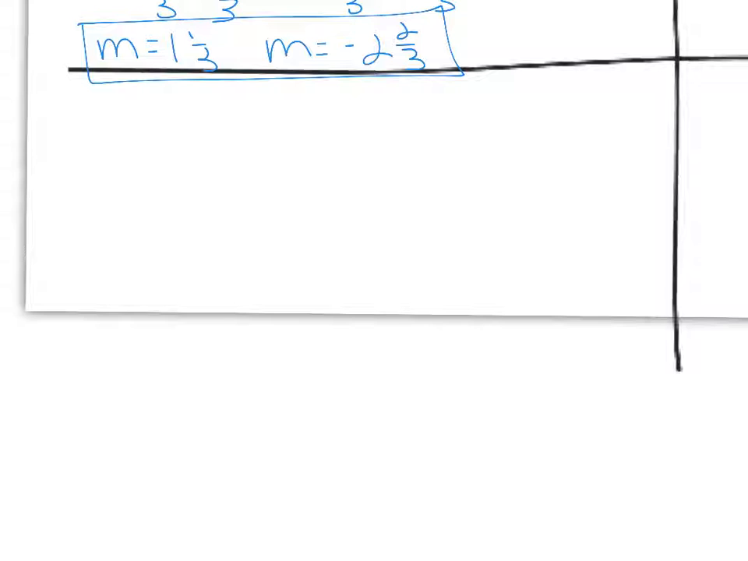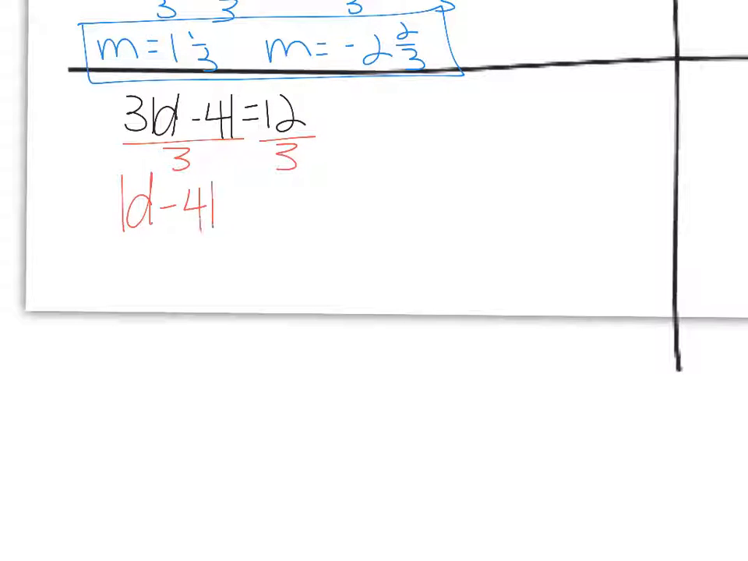Okay, a couple more. Let's try 3 times the absolute value of d minus 4 equals 12. Kind of like the last one, I've got to get rid of that 3. So this is 3 times the absolute value of d minus 4, so divide both sides by 3. We'd have the absolute value of d minus 4 equals 4.